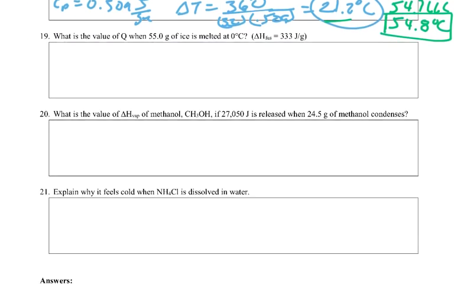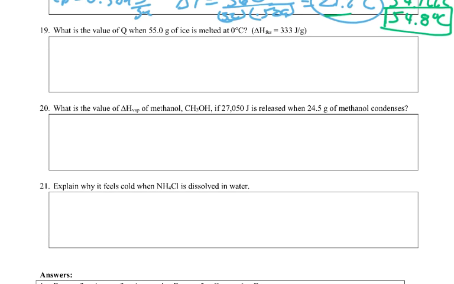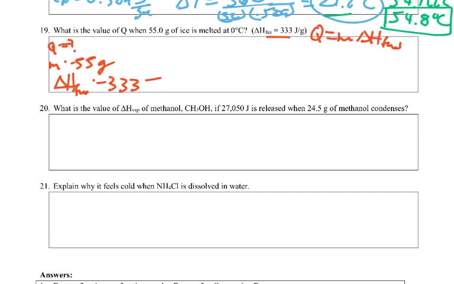Okay, 19. What is the value of Q when 55 grams of ice is melted? Okay, well now if we're talking about melting ice, it was not the same equation. Now it's Q is equal to the mass times the delta H. And since it's melting, we're talking about delta H of fusion, which is given to us right there, 333 joules per gram. So all I need to do, what's the value of Q? So Q is what I'm looking for. And mass is 55 grams. And delta H of fusion is 333 joules per gram.